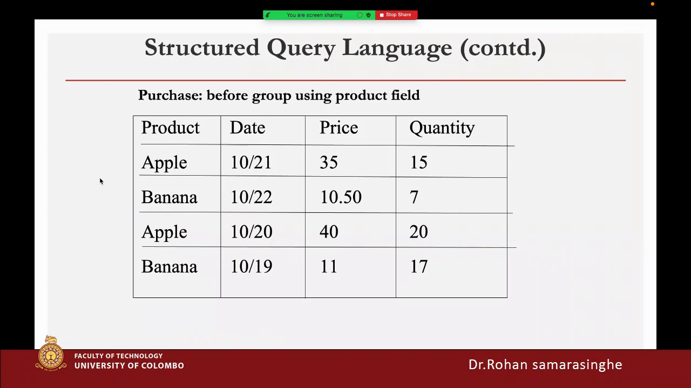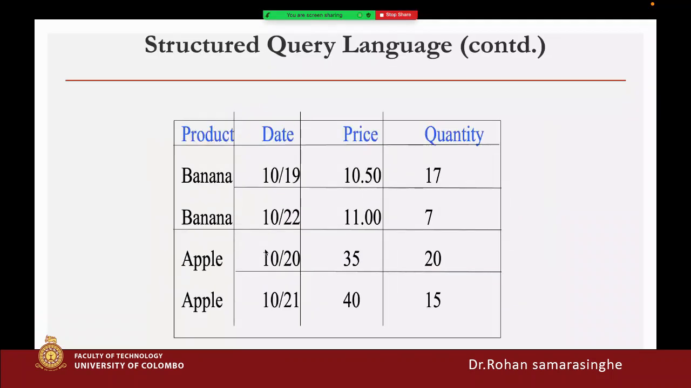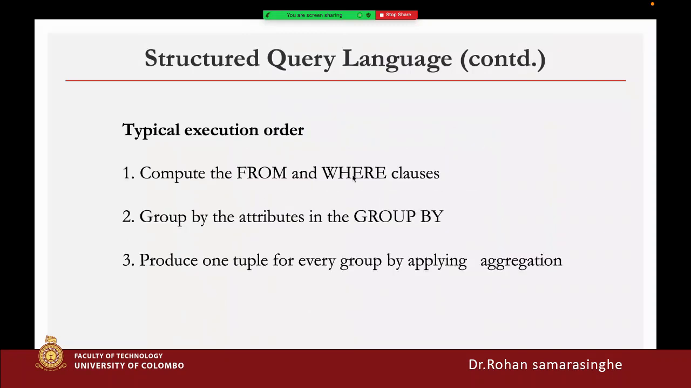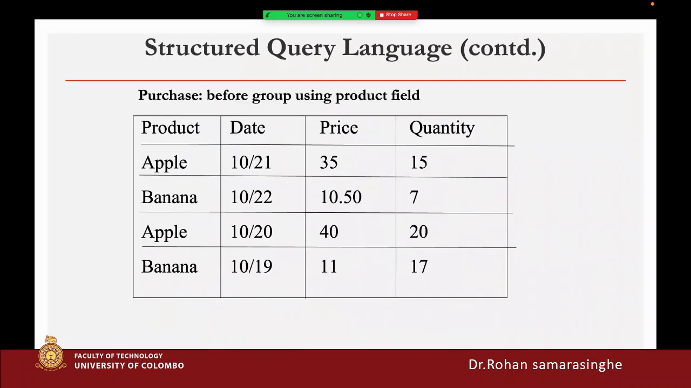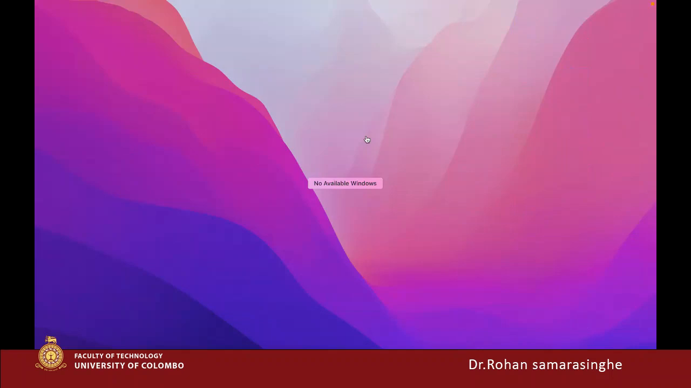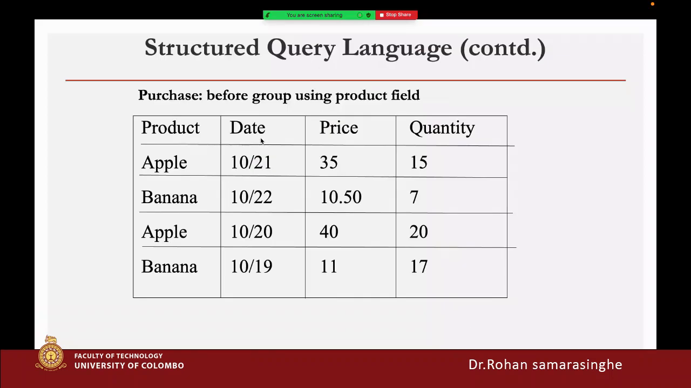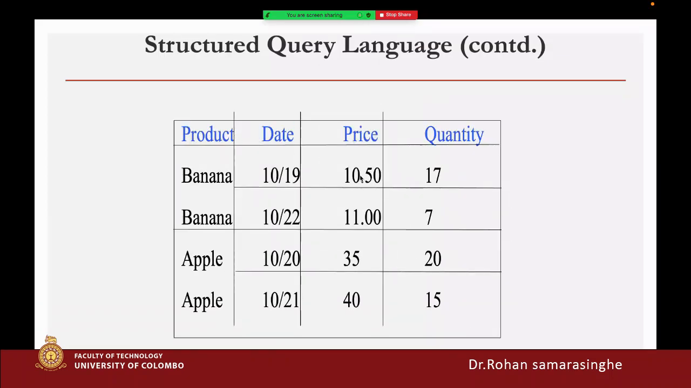Okay, then you can get it like this: banana and apple, and you can get the summation of this. From this you can get the summation like this: price into quantity, and this also for apple.